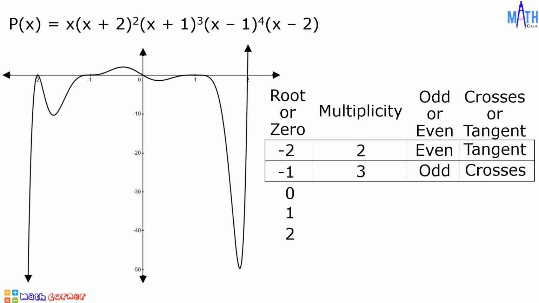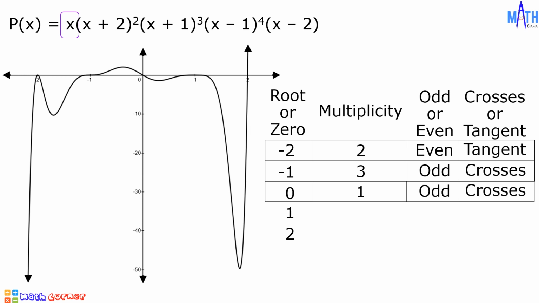Next is 0. The corresponding factor of 0 is x. X appears once. The multiplicity is 1. It is odd multiplicity. The graph crosses the origin.